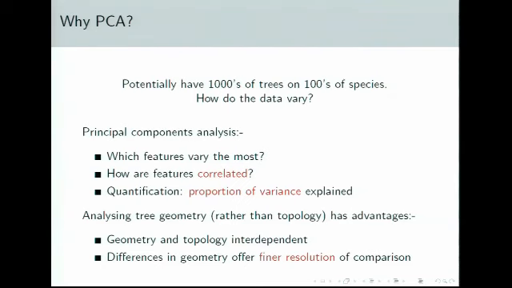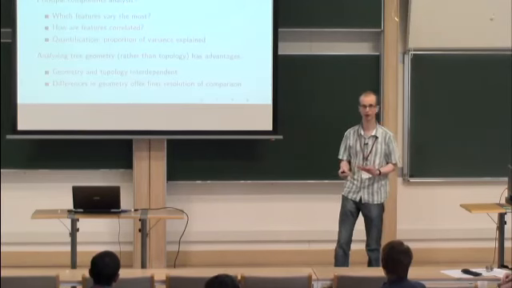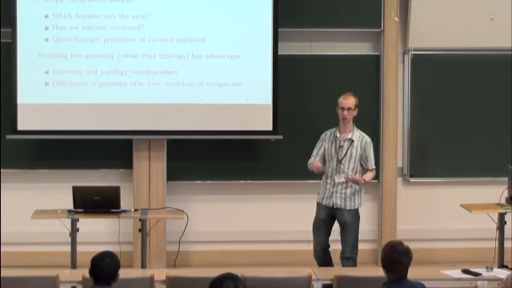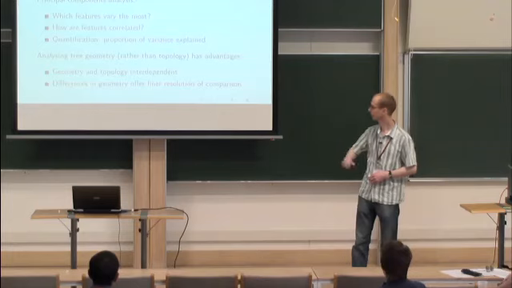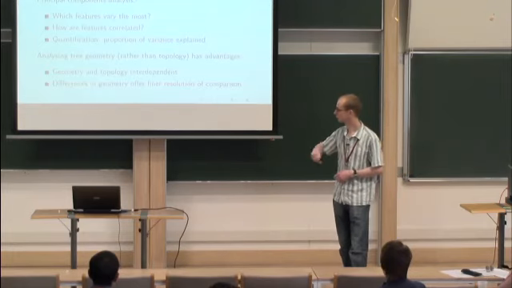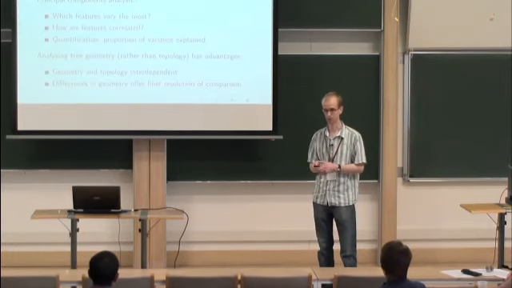Okay, geometry and topology are interdependent. The second data set I'm going to look at is a long branch attraction kind of simulation. Long branch attraction is an effect where branch lengths can affect the topologies you get out. So there's a kind of relationship between branch lengths and topology. Also, differences in geometry offer a finer resolution of comparison.